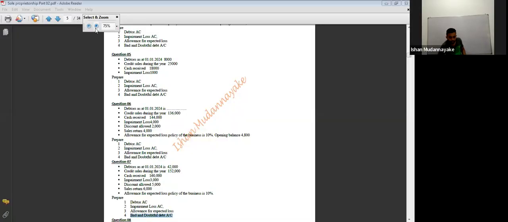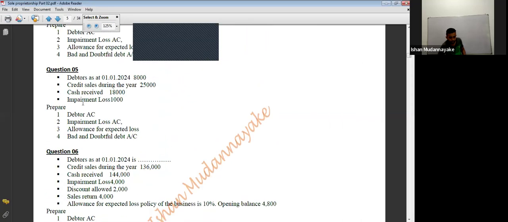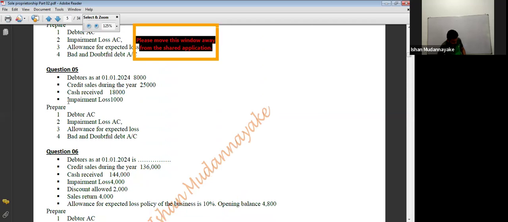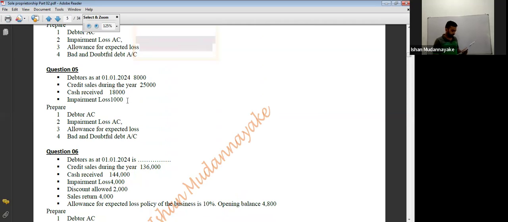For question number 5, write down allowance for expected loss 10%. There is no rate given here, so for question 5, write down allowance for expected loss 10%.